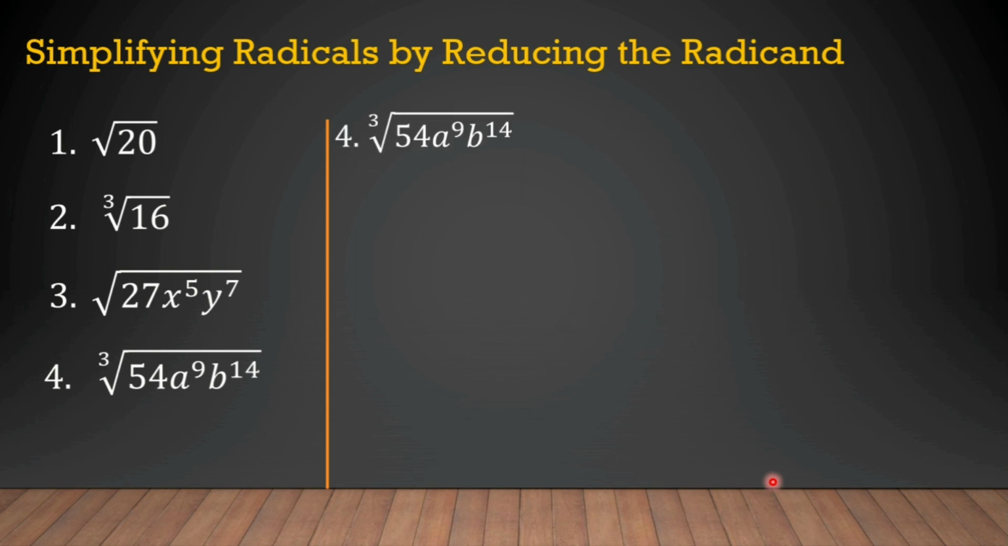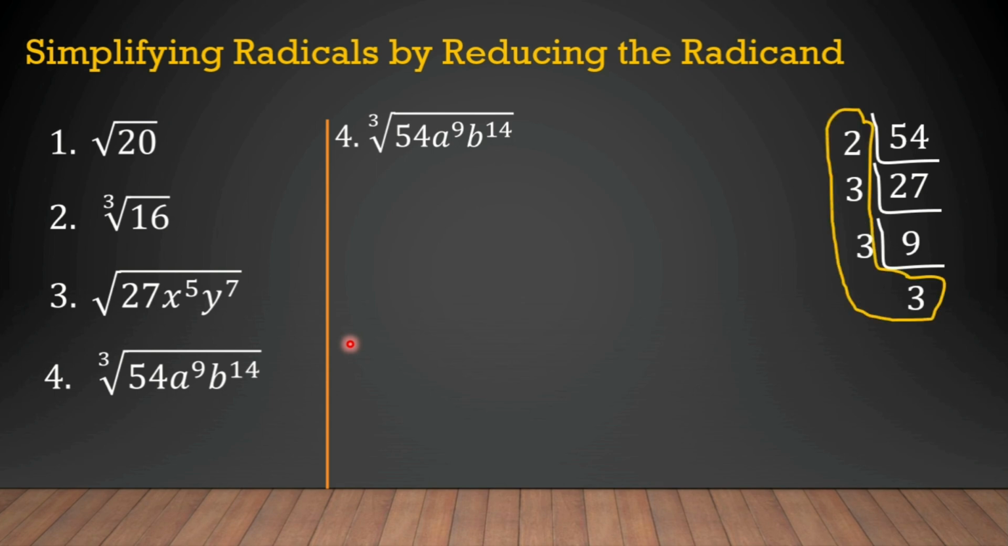Okay, next example, number 4. The cube root of 54a raised to 9 times b raised to 14. So, same process. Kunin natin yung prime factor ni 54 muna. So, 54 divide natin sa 2. That is 27. 27 divided by 3 is 9. 9 divided by 3 is 3. So, therefore, the prime factors of 54 is 2 times 3 times 3 times 3.